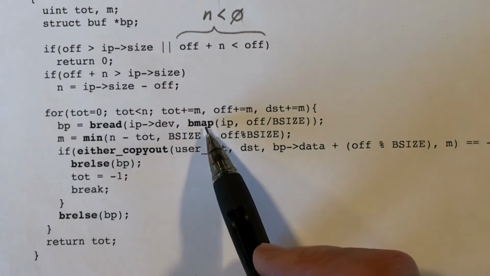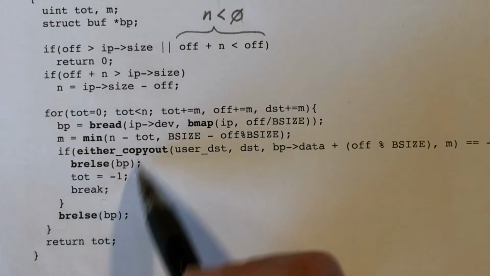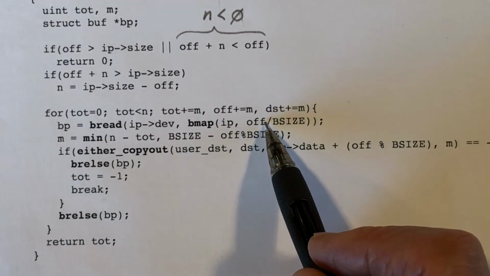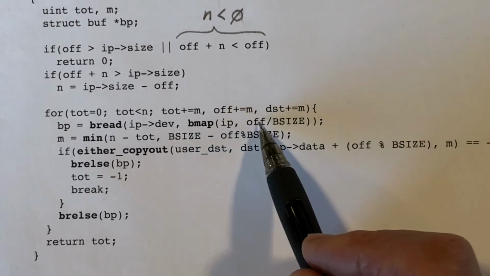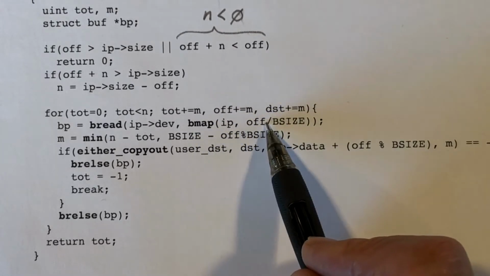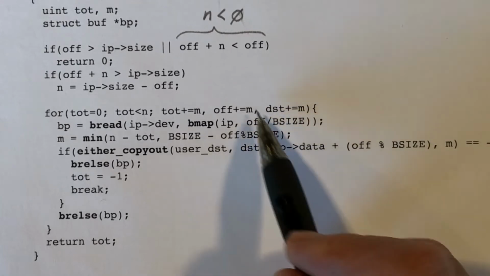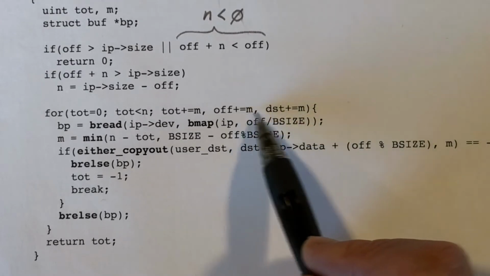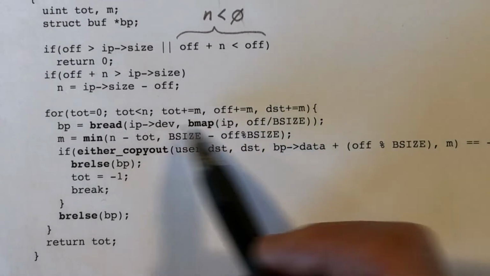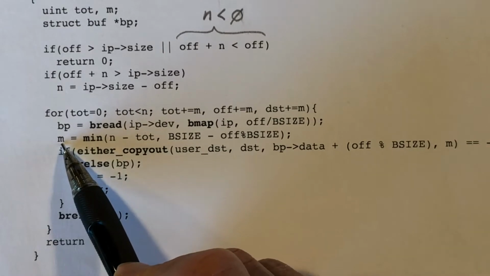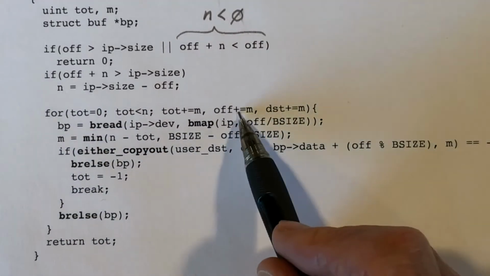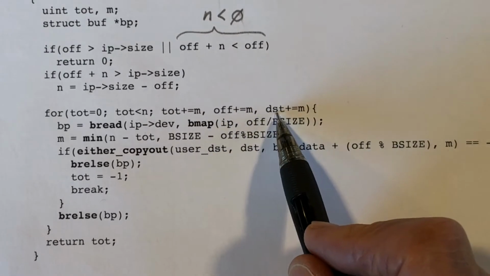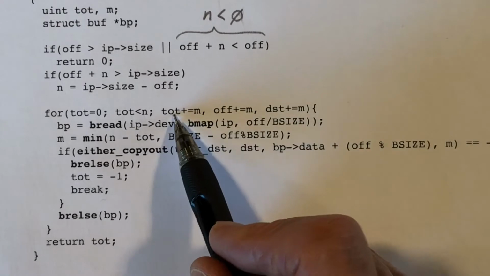So the first thing we need to do is figure out for this particular chunk, for the next chunk, where it is in the file and where it is on the disk. So the current offset from which we're getting data is given by offset. And as we go through, we'll advance offset and we'll advance the destination pointer as we do each chunk. We'll compute the number of bytes we're going to transfer here, that's m, and increment the source, the offset within the file, as well as the destination pointer and the number of bytes transferred.